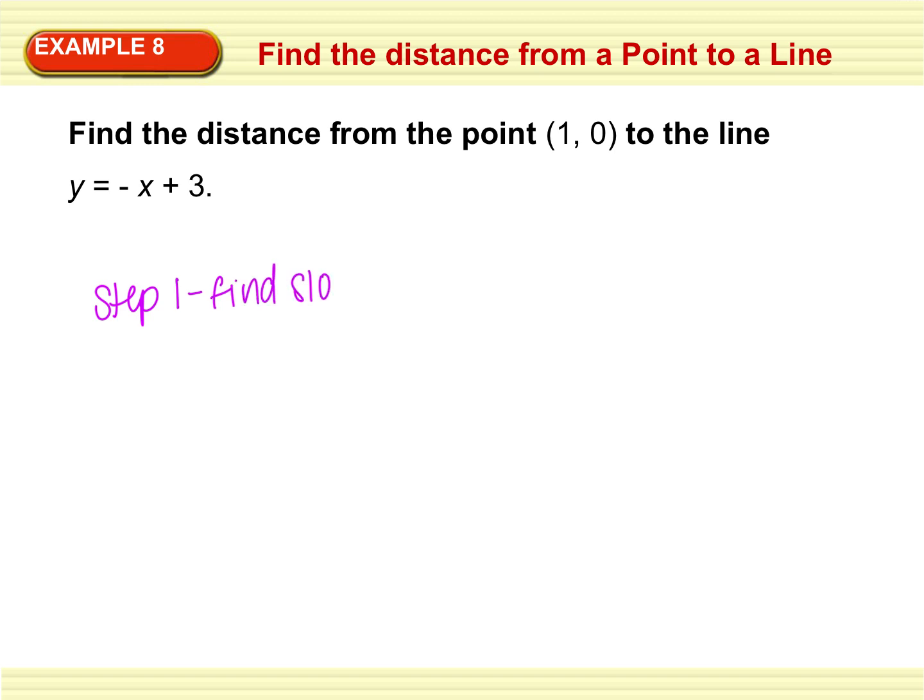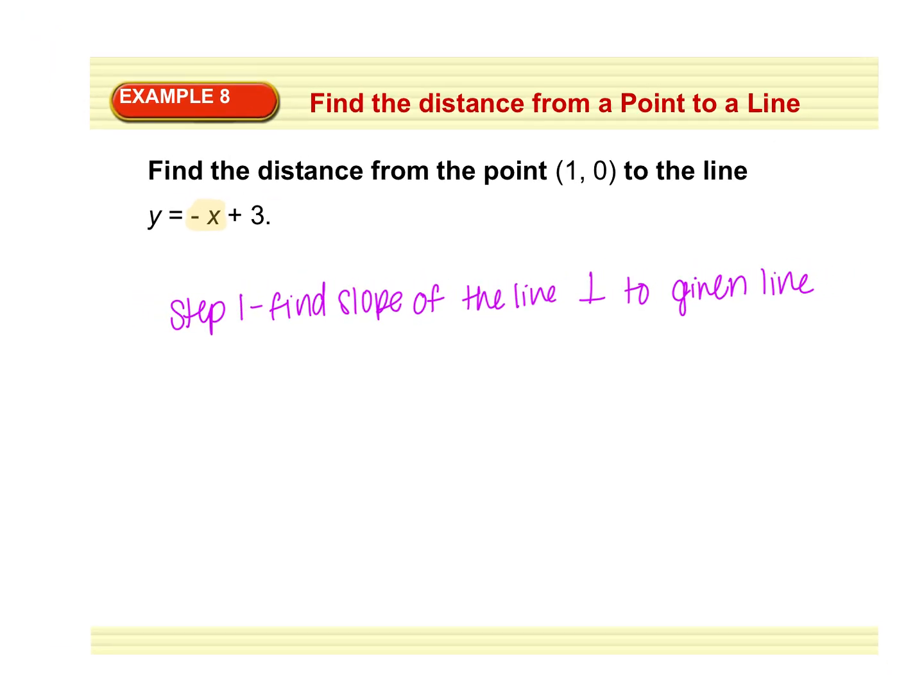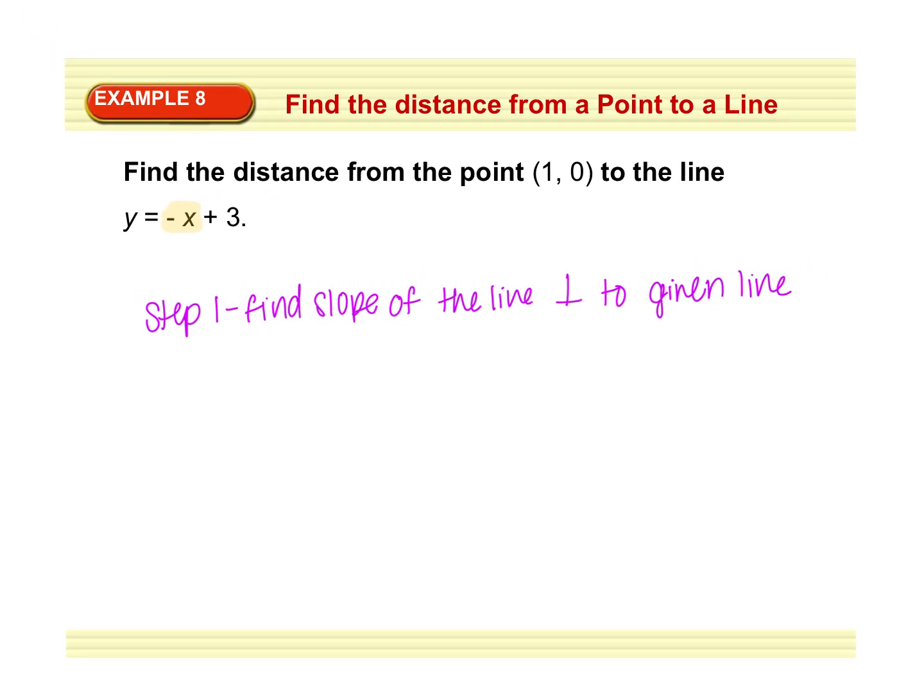Find the slope of the line perpendicular to the given line. So the given line is right here. Looking at this, my slope is -1. The opposite of negative 1 over 1 is going to be positive 1 over 1, and the reciprocal is still just going to be 1. So my slope of my perpendicular line is just going to be m equals 1.